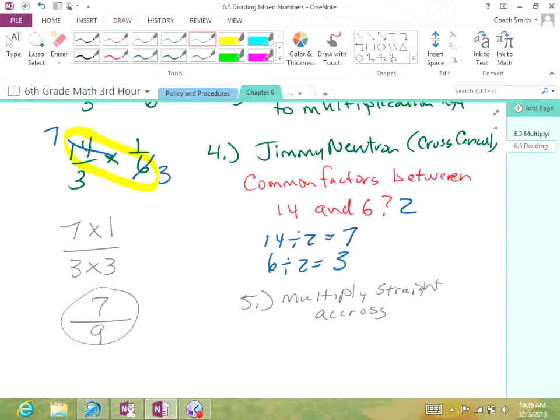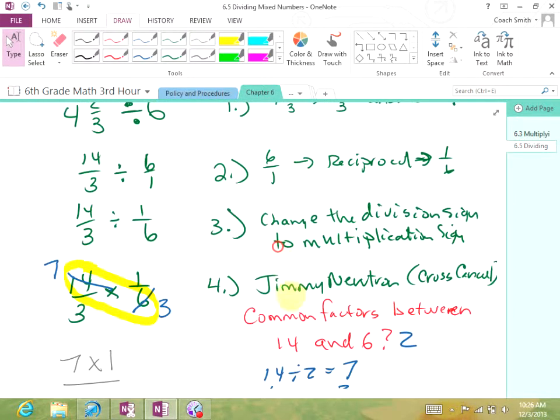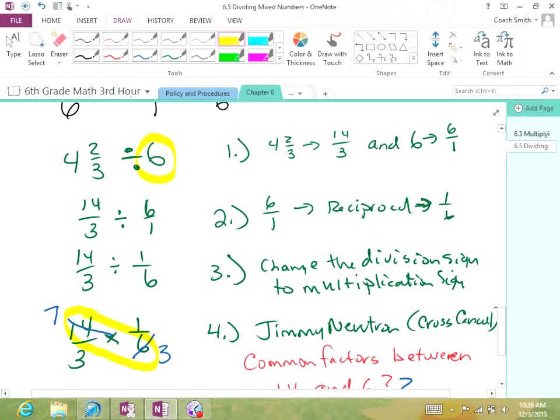Zach? You said to do the reciprocal of the divisor, which is the number behind the division sign. Nope. I did the number. This is the divisor. It is behind the division sign. Correct? Remember, this problem is always dividend divided by divisor. How can the first number be behind the division sign?